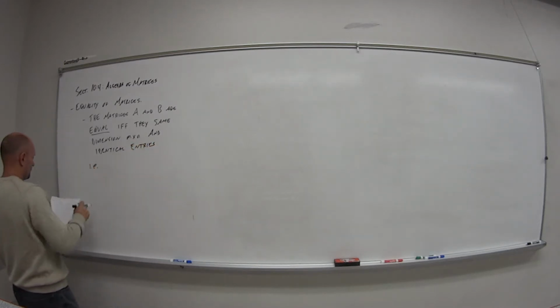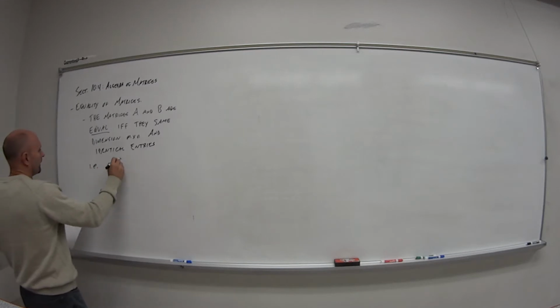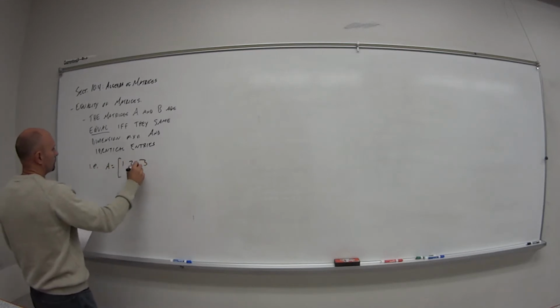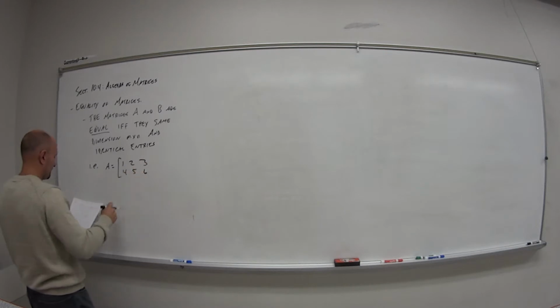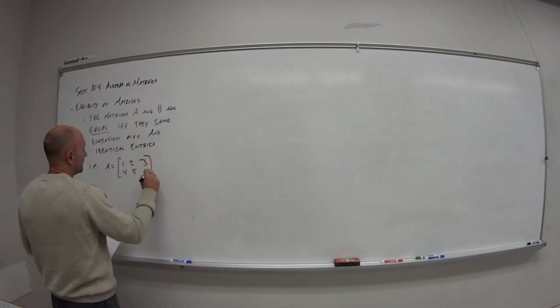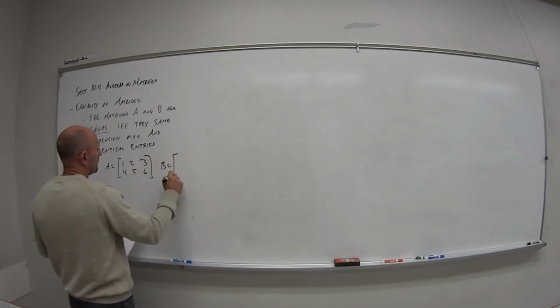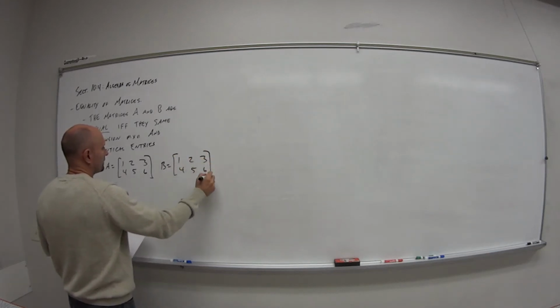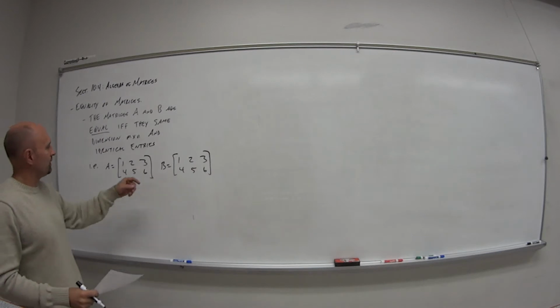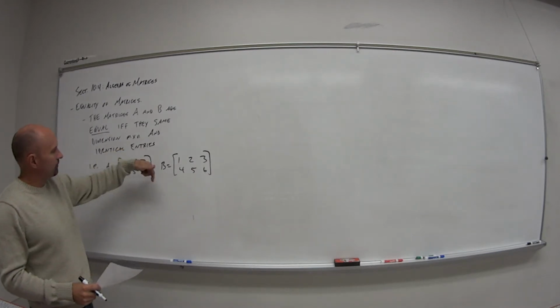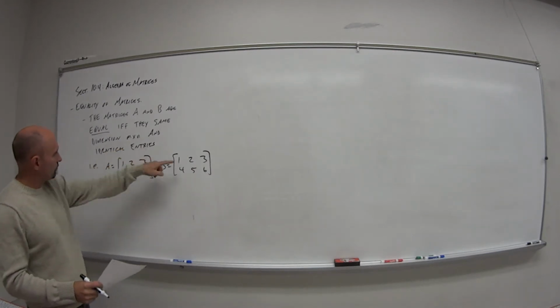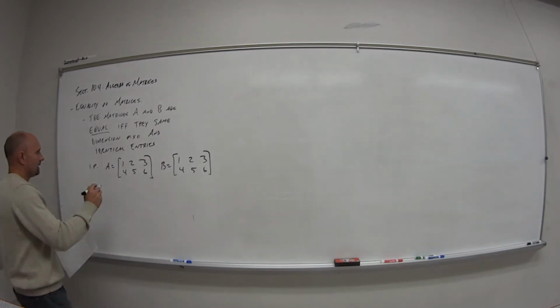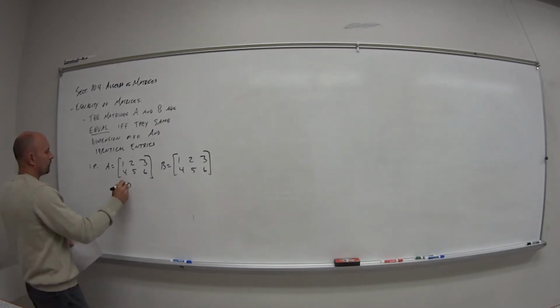So, for example, if A is 1, 2, 3, 4, 5, 6, and B is 1, 2, 3, 4, 5, 6, obviously they are the same matrix. They're both 2 by 3 with the same values in the same position. That one is equal.